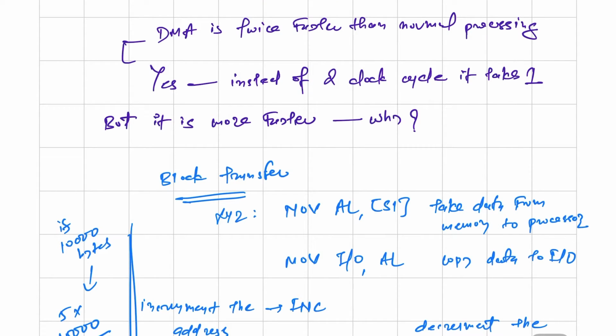Okay, many times it is said that DMA is twice as fast as normal processing. Is it true? Yeah, it is true, right? But not only twice, it is actually quite a lot faster than normal processing. How? It can reduce the cycles to 1 instead of 2, right? So we can say that it is already double. But is it only double? No, it is not the case.